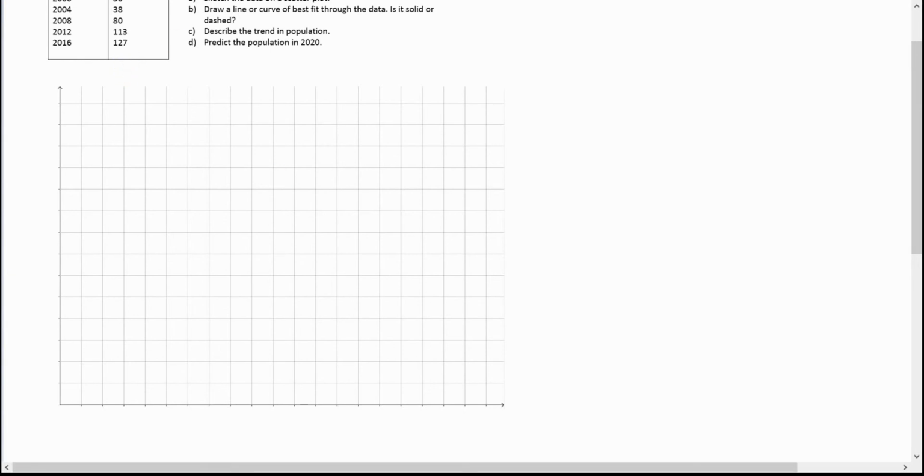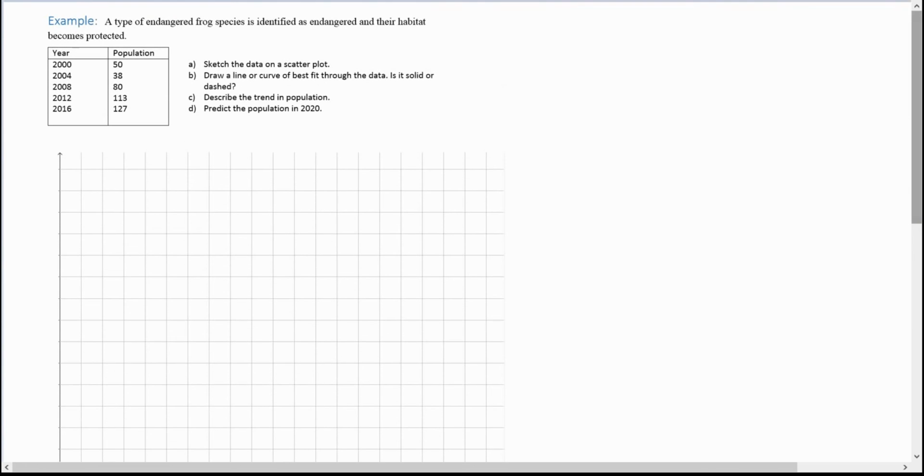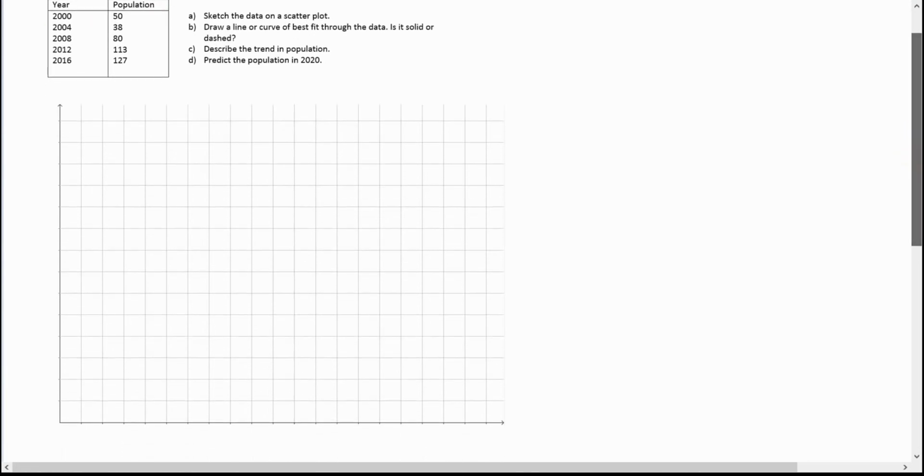So what does this have to do with? It has to do with the independent variable's time, and the dependent variable is population. So it's population versus time. So the title could be Frog Population versus time.